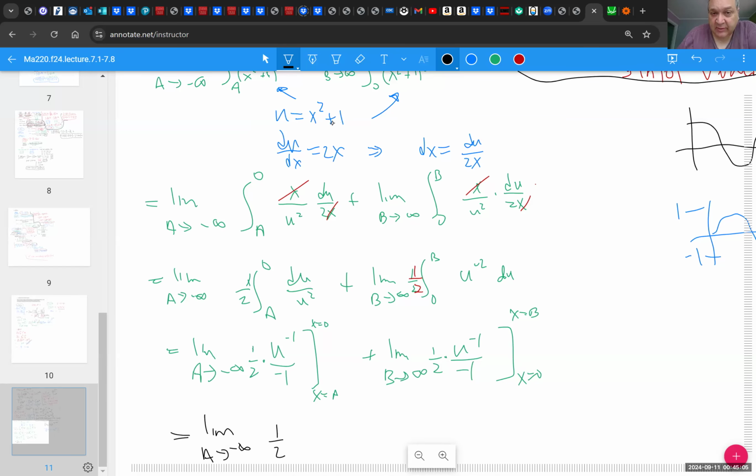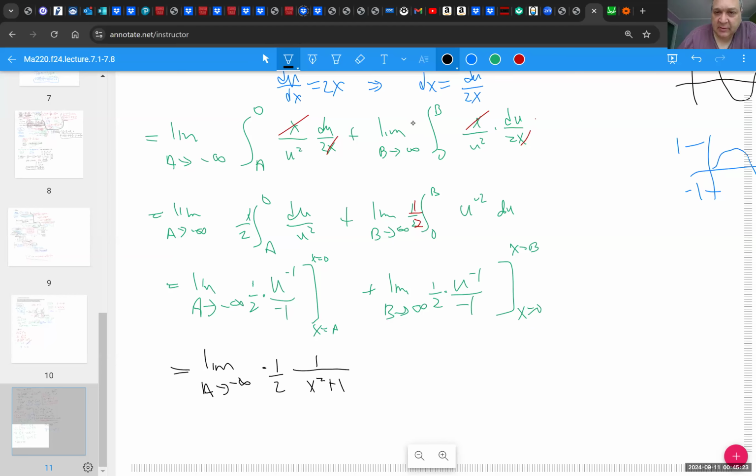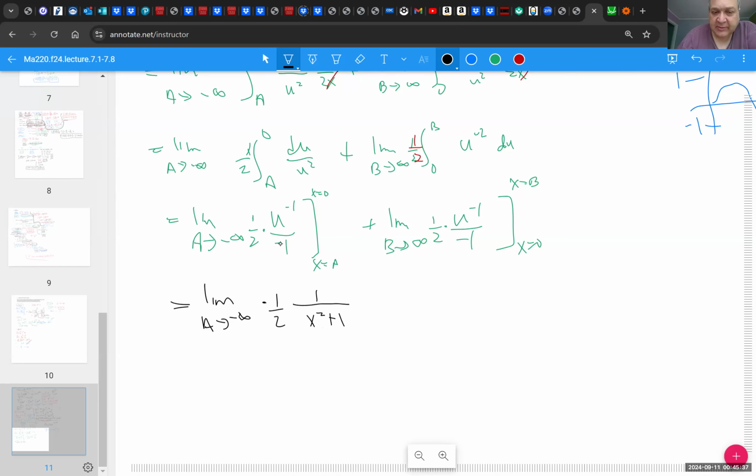U is x squared plus 1. So I'll put x squared plus 1 there. In fact, I'll combine the negative 1 with the negative 1/2, and I'll make this 1 over x squared plus 1, because it's u to the minus 1. So u is this guy right here. Remember, that was our substitution. So u to the minus 1, just to help you with the visualization, is just 1 over x squared plus 1. It's the upside down version of that. I just merged the negative 1 and the 1/2 together.